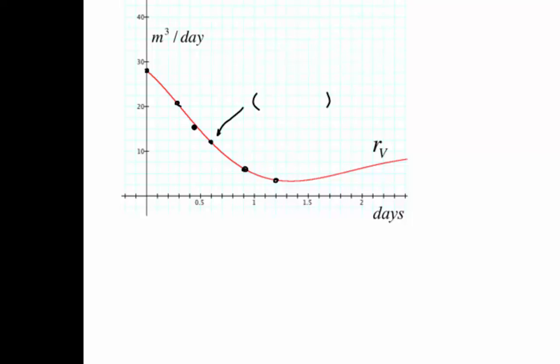What's the x coordinate exactly? 0.6. I'm zoomed in, so the pen doesn't work well. All right, 0.6. Okay, and so to represent this y coordinate exactly, it would be r sub v of 0.6, right?